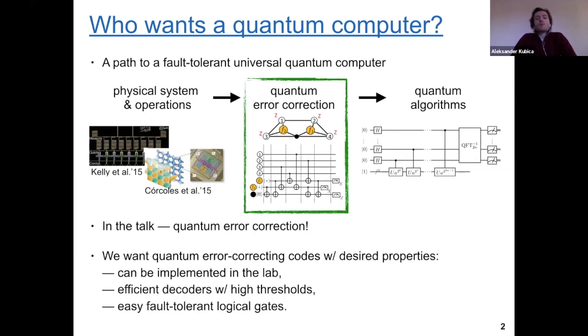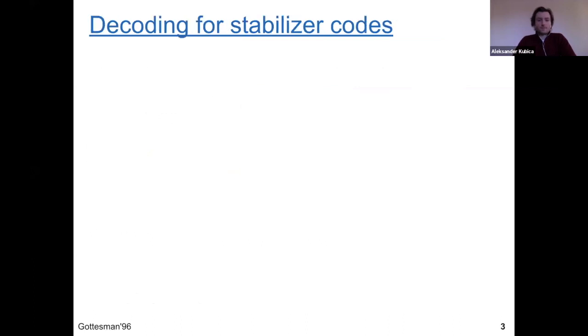And in particular, when we think of quantum error correcting codes, we want certain properties from those codes. First and foremost, they better be implementable in the lab. We also want that there are efficient decoders with high thresholds for those codes. And if we're interested not only in quantum memory, but also in computation, we want to have easy fault-tolerant logical gates implemented on the encoded information. And the color code satisfies those 3 requirements.